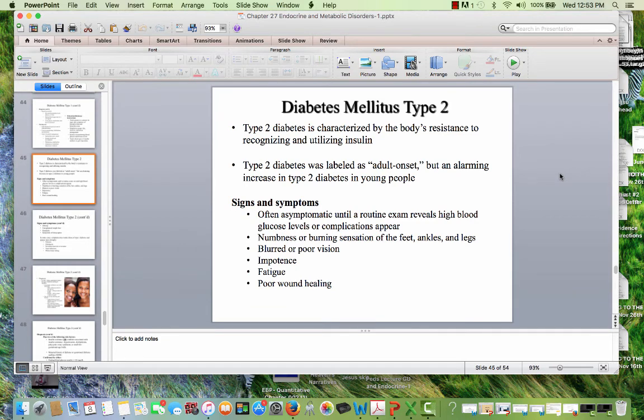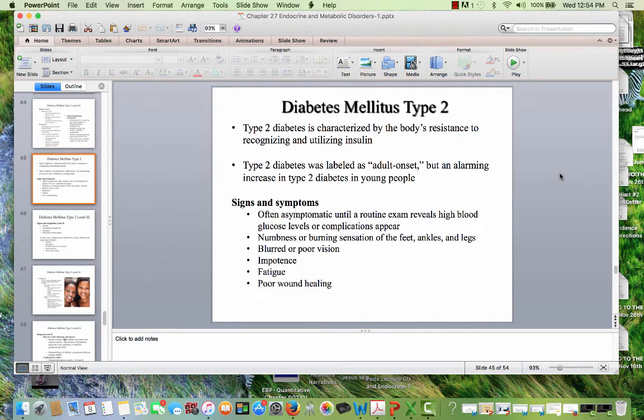Okay, so type 2 diabetes is characterized by the body's resistance to recognizing and utilizing insulin. And so type 2 diabetes is usually labeled as adult onset, but it's sad to say that an alarming increase is happening in young people, and a lot of that has to do with the overindulgence in processed foods and underindulgence in physical activity. A lot of school programs have been cut as far as physical education and other things that used to promote running and playing.